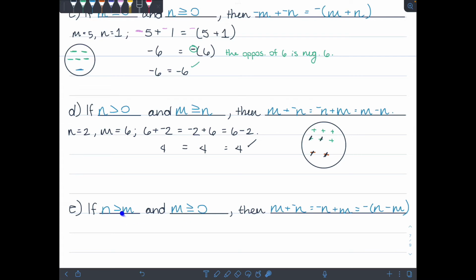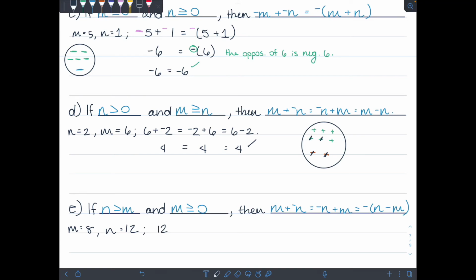But n must be greater than m, and m must be greater than or equal to 0. So let's assign a number to m. Let's make m 8. And n must be greater than m. Let's make that one 12. Make it easy and fast. Is m greater than or equal to 0? Yes. Is n greater than m? Yes. So let's move on.